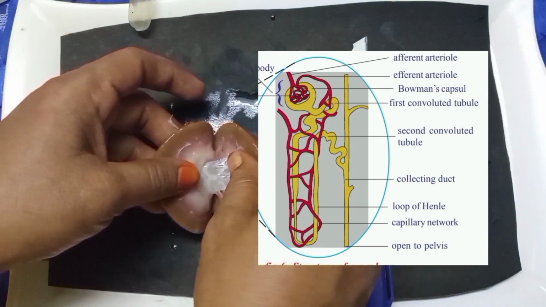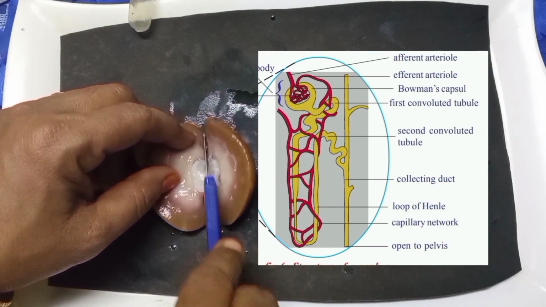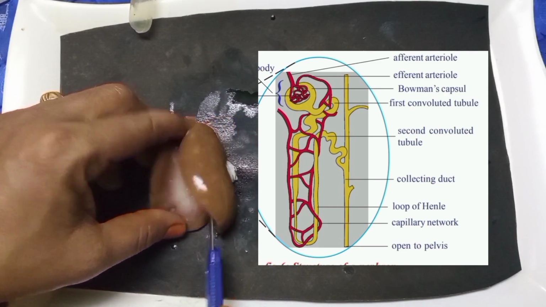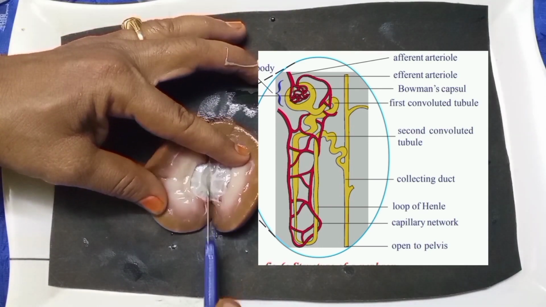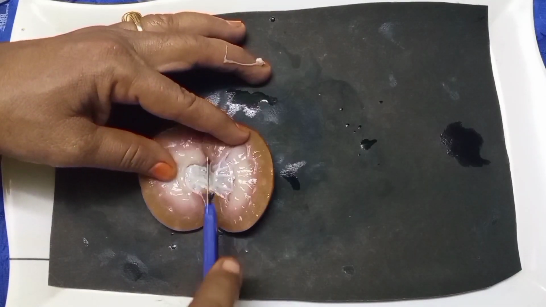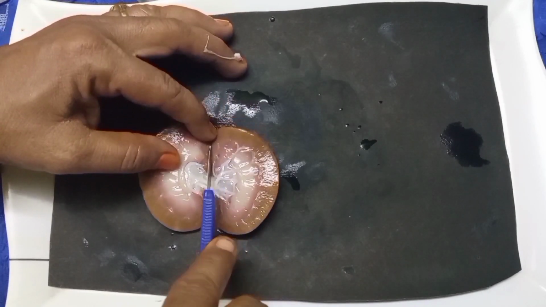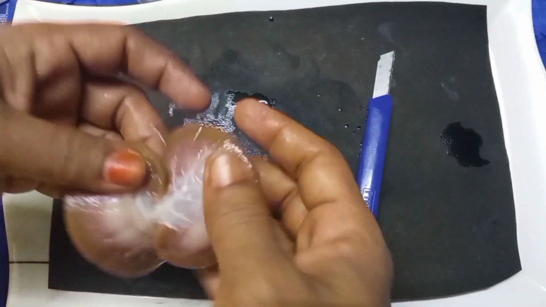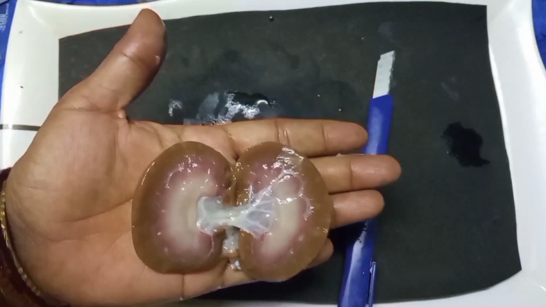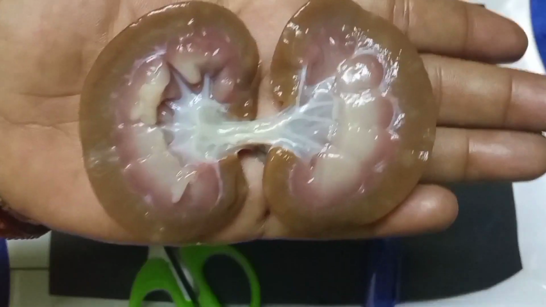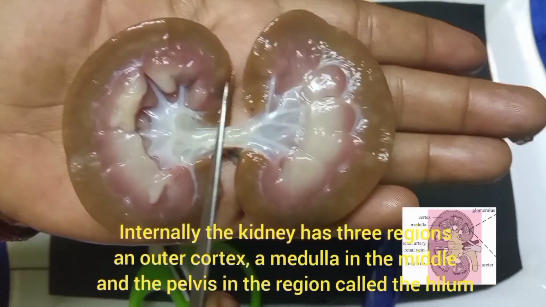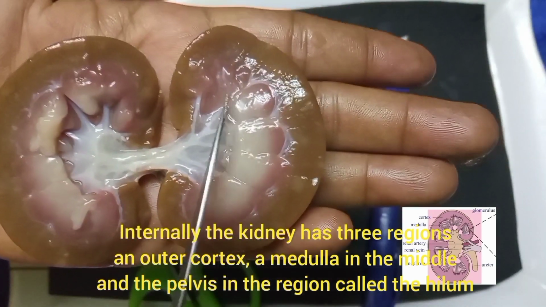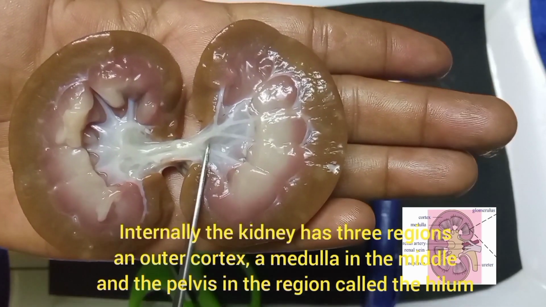There are two regions. The outermost region is called the cortex region, dark brown colored region. In this region, the nephrons, the functional units of the kidney, nearly 1 million nephrons are present, in this cortex region, dark colored region. It is granular. Internally, the kidney has three regions: the cortex region, the medulla region, the pelvis region.